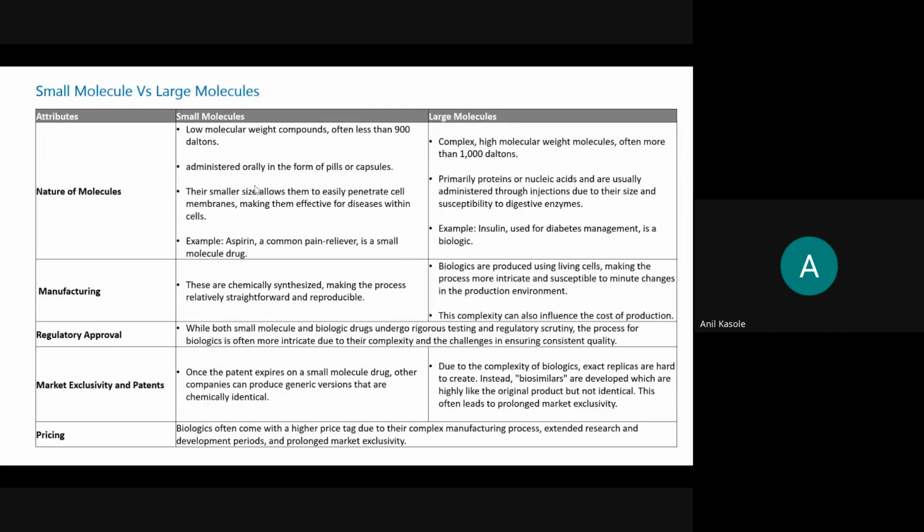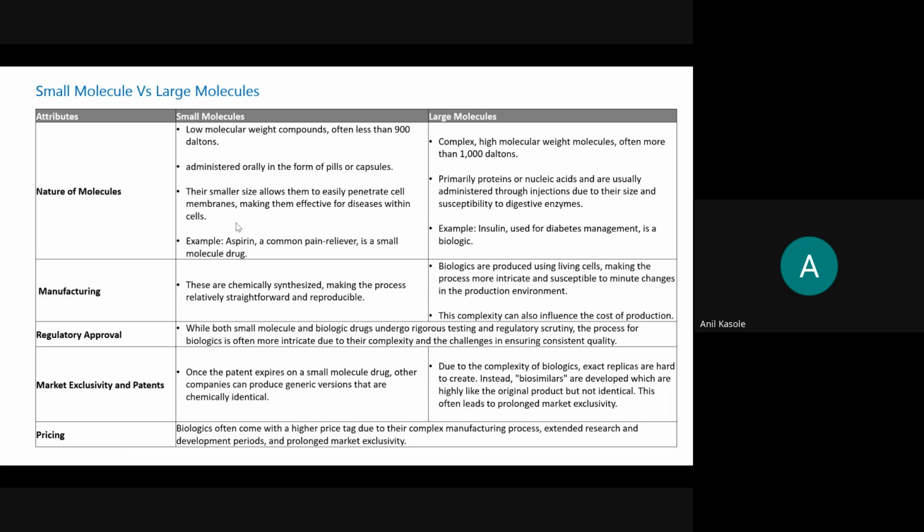Let's say, for example, Cipla. Let's say, for example, Lupin. Let's say, for example, Johnson & Johnson. People always say, okay, I'm working in small molecules, I'm working in large molecules. But what is that, from the domain perspective, from the process perspective, and from the chemistry perspective? So I just tried, based on my experience working with small and large molecules, to see what is the difference between the two.